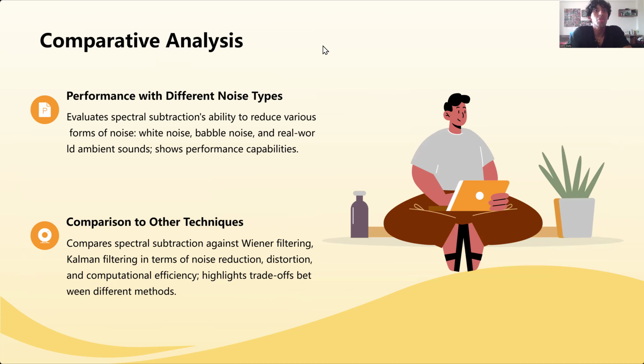We also have the comparative analysis, which are performances with the different noise types, which evaluates spectral subtraction ability to reduce various forms of noise, such as white noise, babble noise, real world ambient noises, and show performance capabilities. We have the comparisons to other techniques, such as Wiener filtering, Kalman filtering in terms of noise reduction, distortion, and computation efficiency.